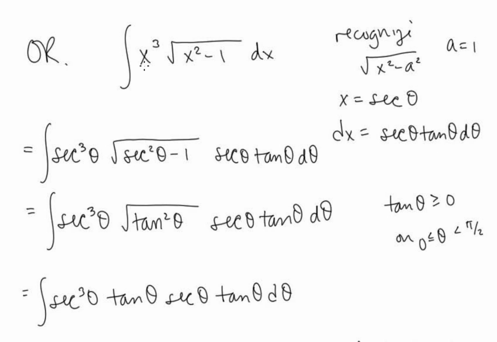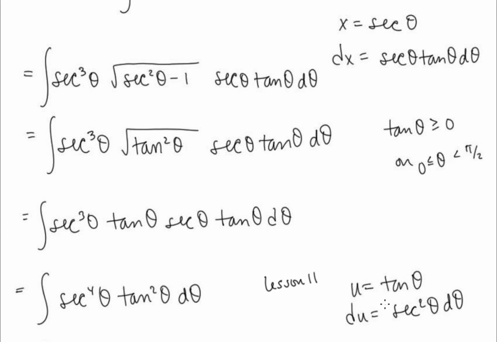So x is equal to secant theta, so this is a secant to the 3rd theta. Here we have a secant square theta minus 1 under the radical, and dx is secant theta tan theta d theta. And this secant square theta minus 1 simplifies to tan square theta under the radical, and that simplifies to a tan theta. And simplifying, we get integral of secant to the 4th theta tan square theta d theta.